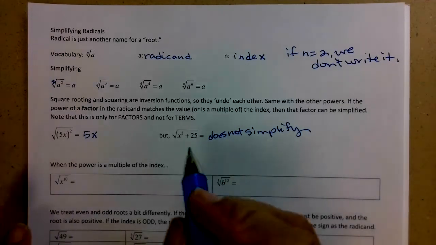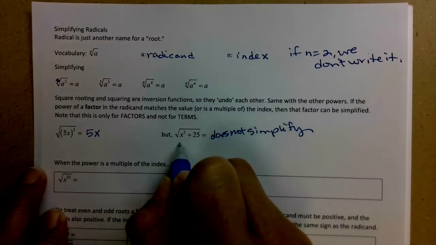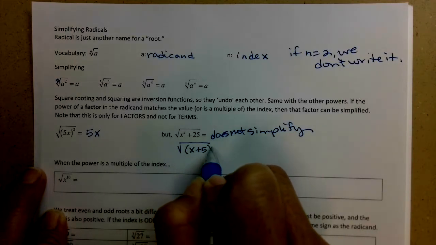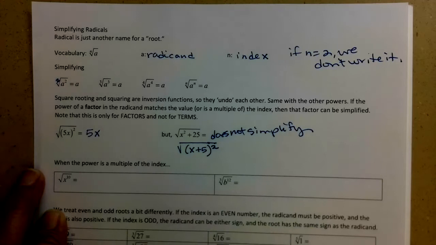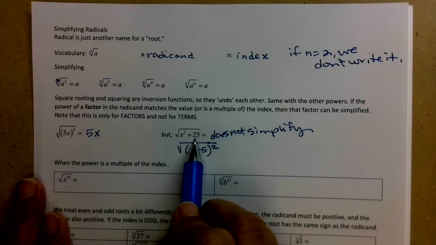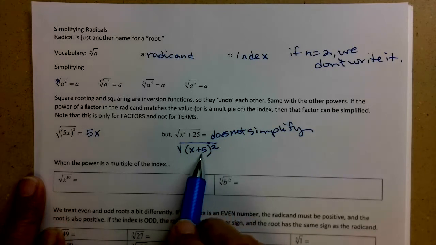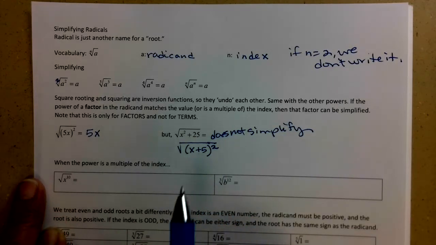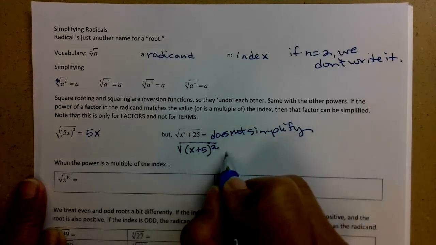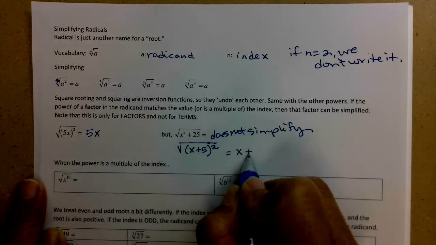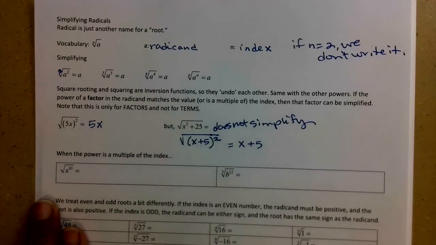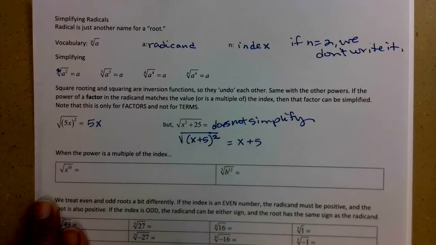Just to let you know the one that would simplify: if I had x plus 5 in parentheses, and then that was squared. By the way, x plus 5 quantity squared is not x squared plus 25. Remember, there's that 10x that comes with the middle term. But if I have the square root of something squared, these would simplify, and you would just get x plus 5.